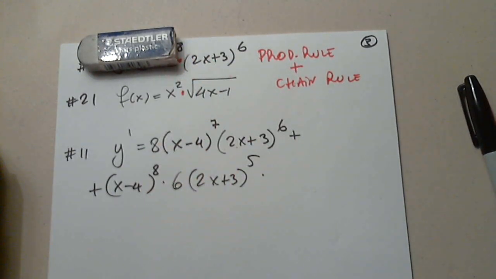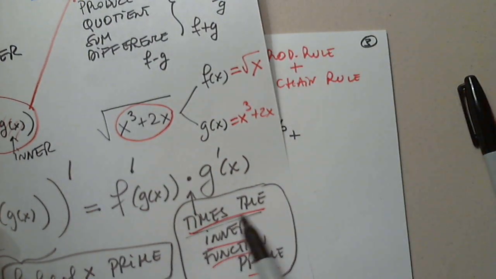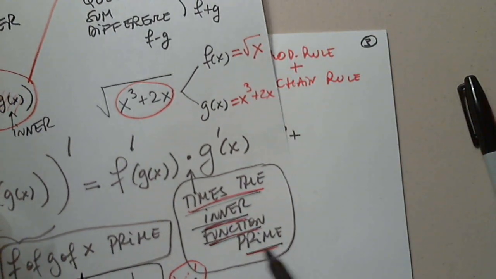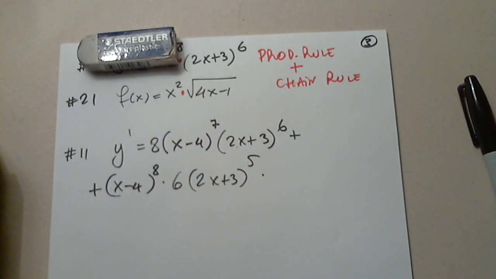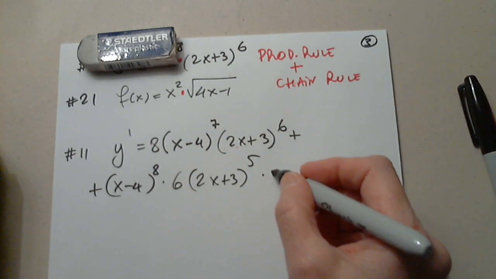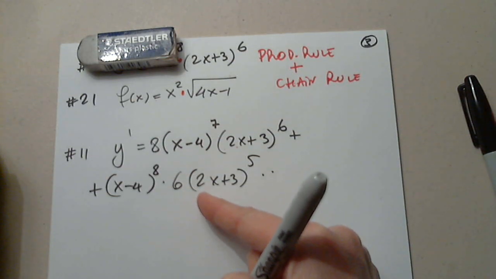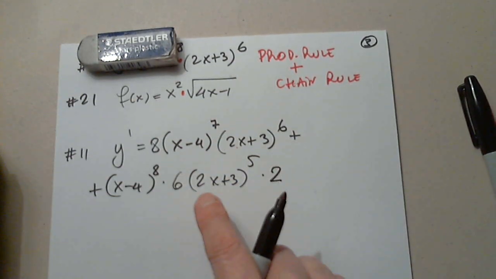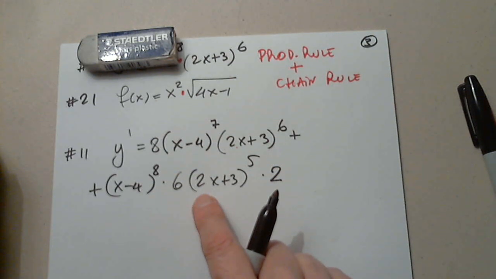These are the key words: times the inner function prime. You should say that in your dreams, please. Would it be 2x? Careful. That's 2. Just 2. Is that clear why it's just 2? Yes? No?